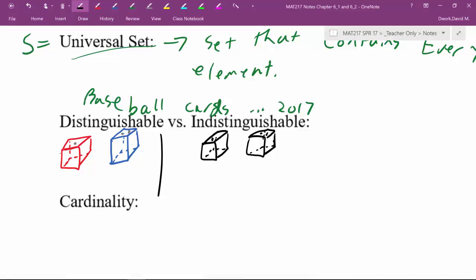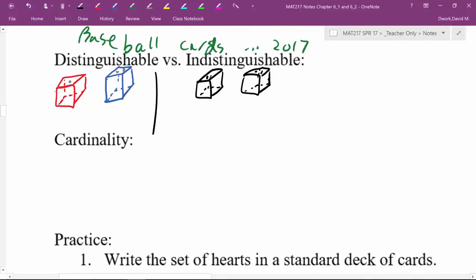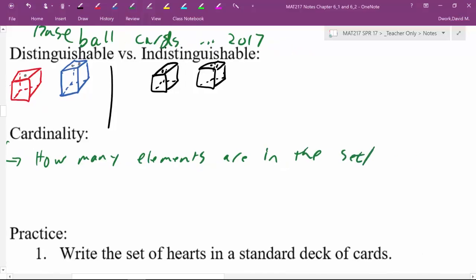And it will become the bane of all of our existence a little bit later on. It's fun. So when they talk about distinguishable, it just means you can tell the difference. Indistinguishable means you can't. They look identical. There's no way to tell them apart. Last but not least, cardinality. This is just the fancy math word for asking how many elements are in the set or subset. It doesn't matter, just any kind of set.